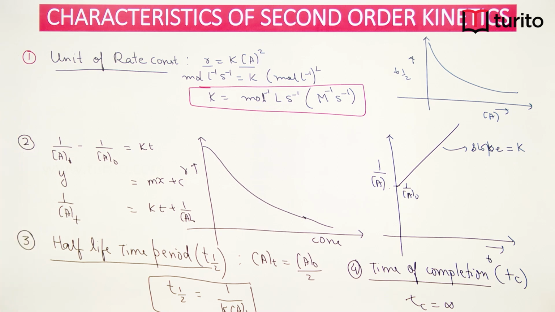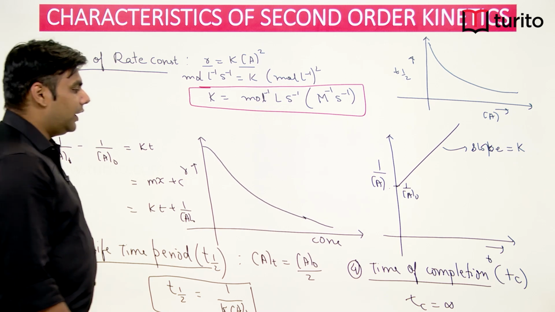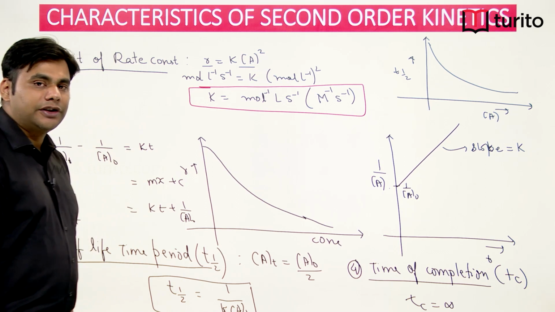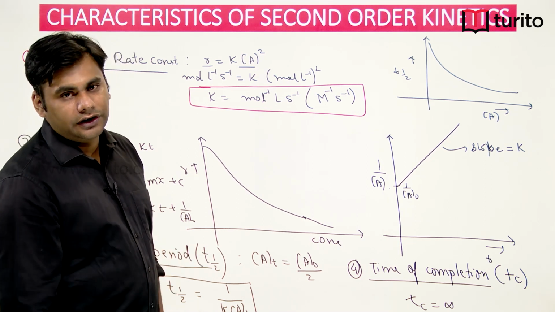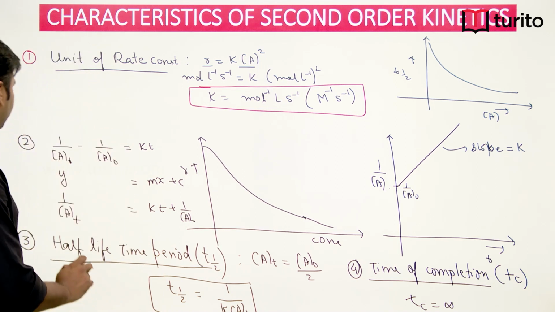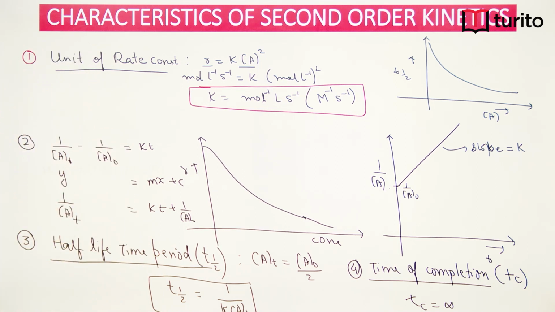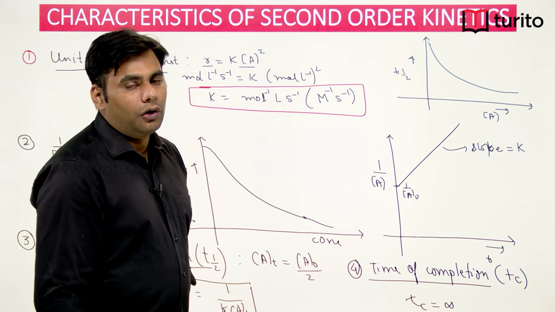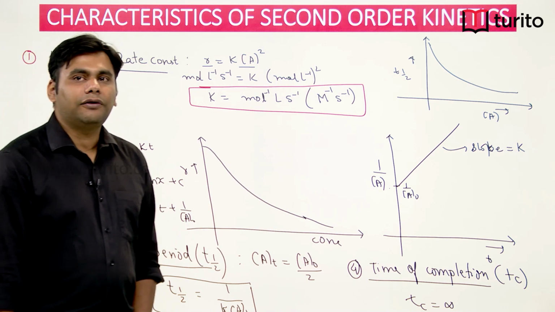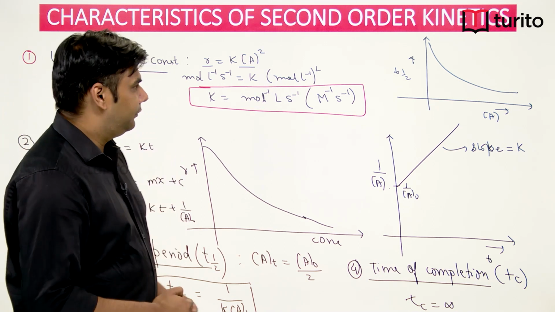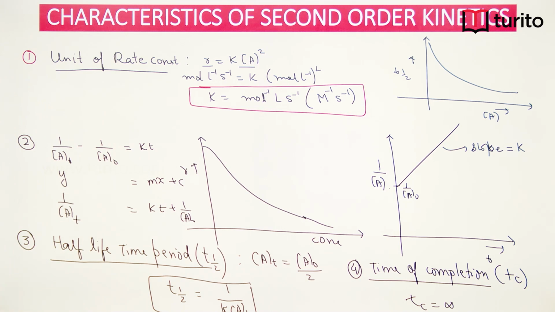Okay. And if you look at time of completion, time of completion is basically when the reaction is complete. Reaction is complete means that the final concentration of A is 0. So when you put AT as 0, 1 by 0 is infinity. So time of completion is again infinity. That is, a second order reaction does not go for completion. We assume it to be complete after infinite time. Okay. So you can just write it quickly now.